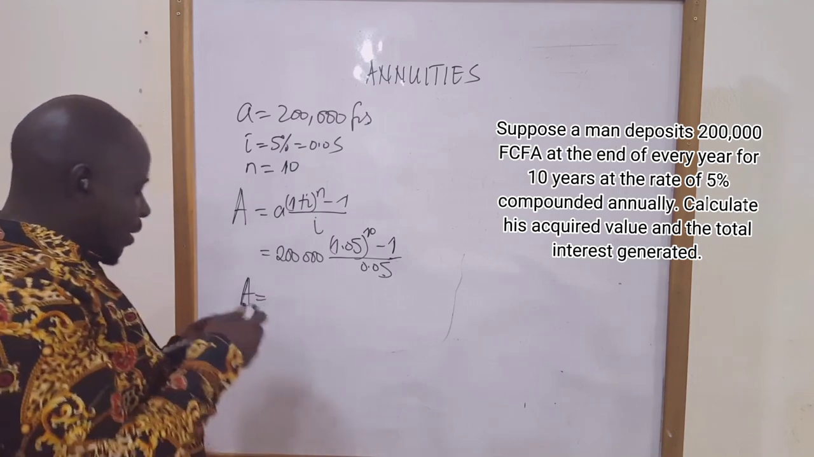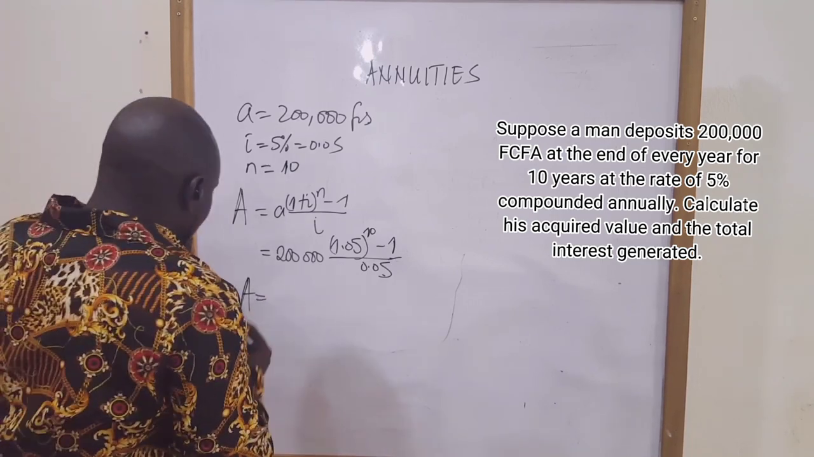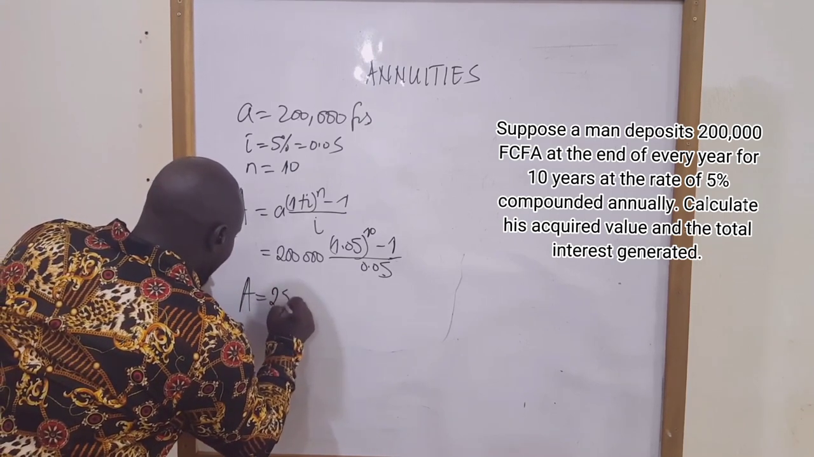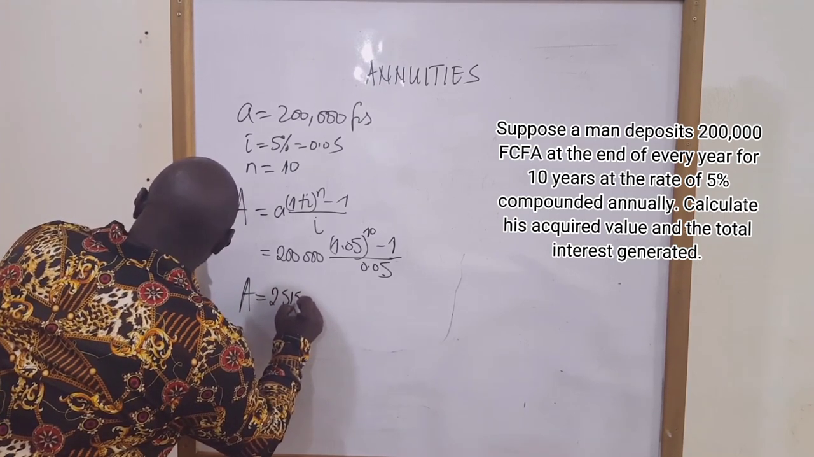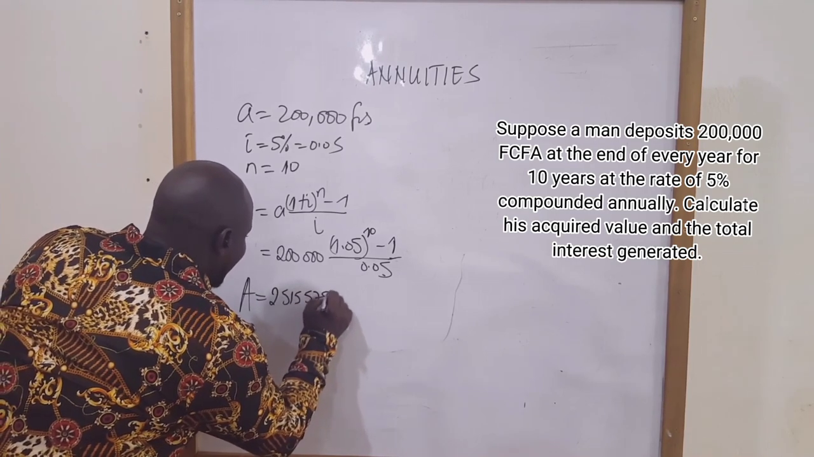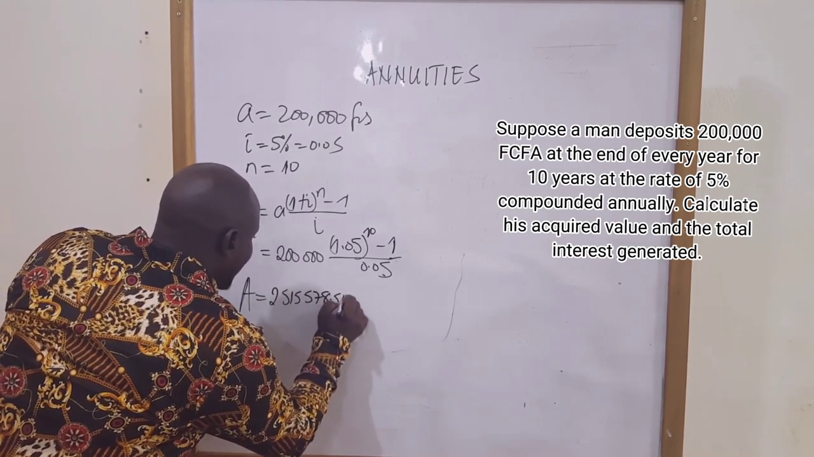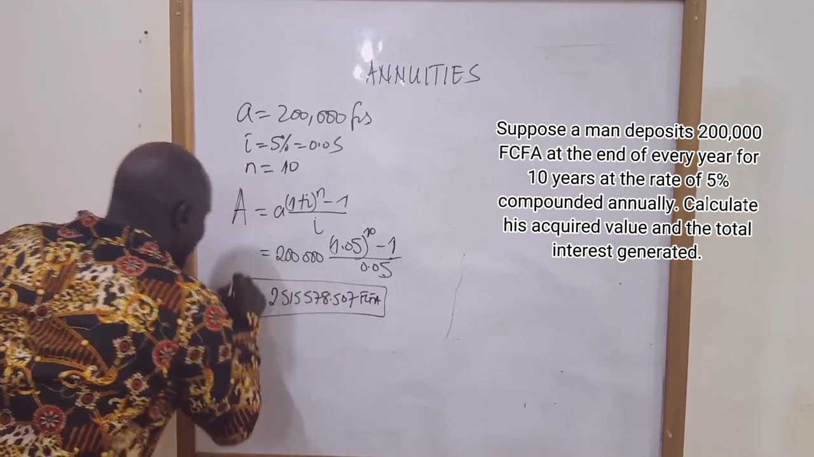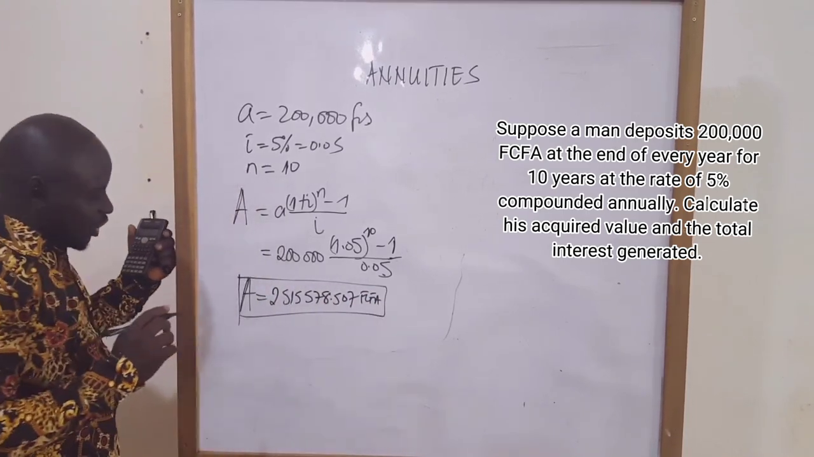Okay, it means for 10 deposits, the man is going to have 2,515,578.507 francs CFA. Now this is his acquired value. Now let's see how much interest he has generated.